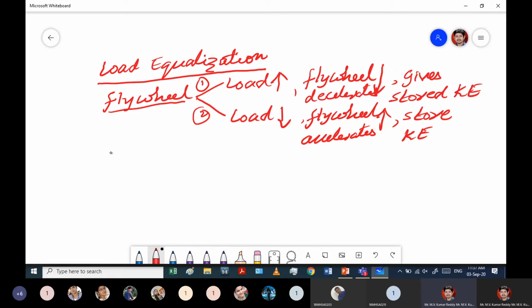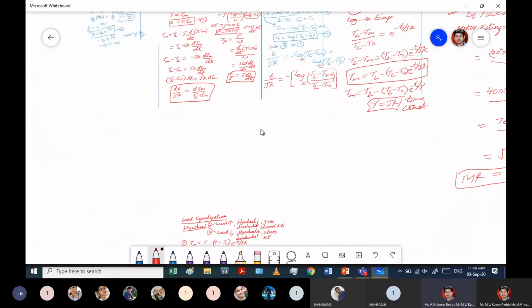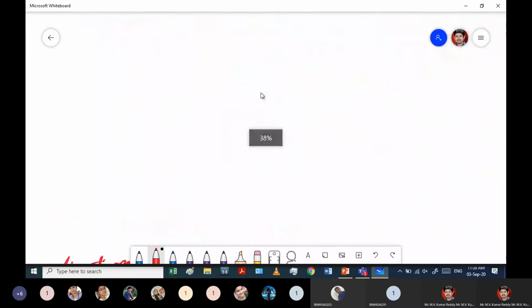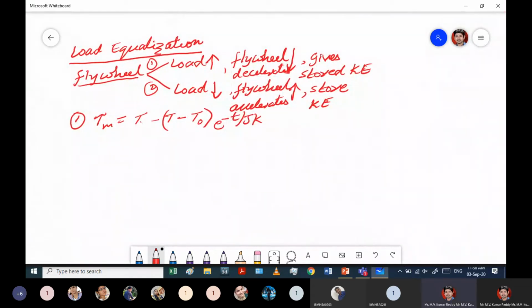In the first condition, we get a formula: Tm is equal to TL minus T naught into e power minus t by JK.